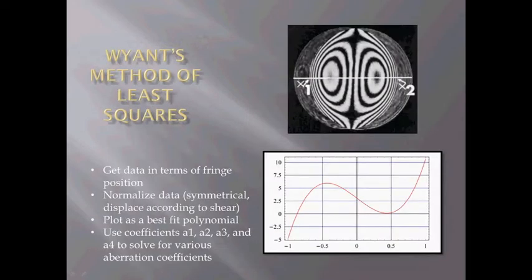In order to quantitatively evaluate these interferograms, we use the least squares method explained by Wyant. The basic gist is that you first get the data in terms of the fringe position, as can be seen in the top right corner. Then you normalize the data so it's symmetrical and displaced according to the shear. Then you plot this as a best fit polynomial, and then you use the coefficients a sub 1, a sub 2, a sub 3, and a sub 4 to solve for the various aberration coefficients.